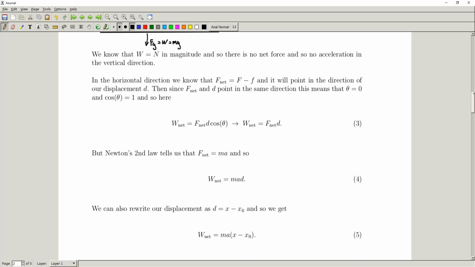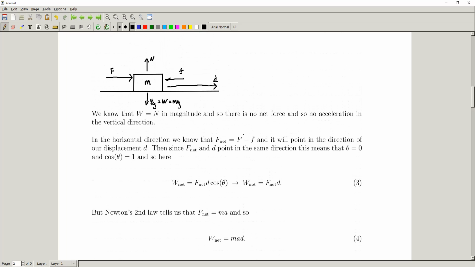If we focus on this direction, we see that our net force is going to be the applied force that we have in the positive direction, and the force of friction operating opposite to our applied force, right? Resisting our displacement here.